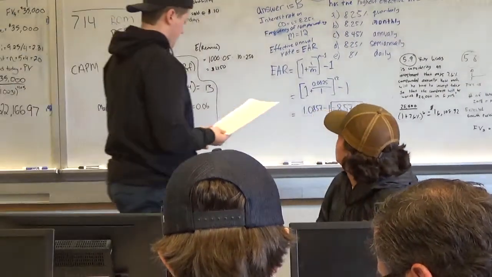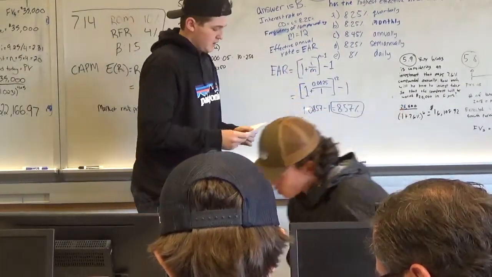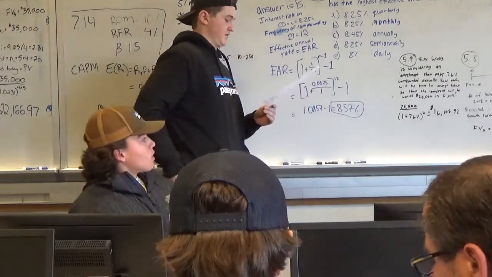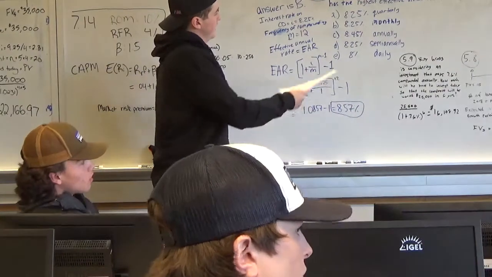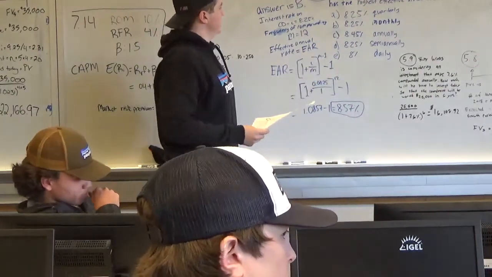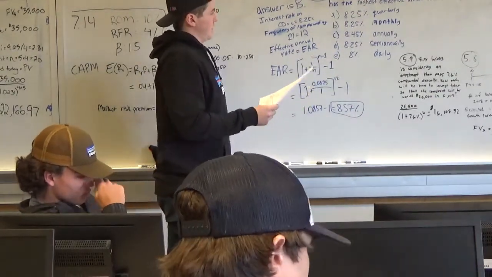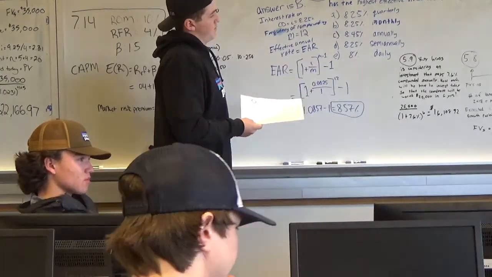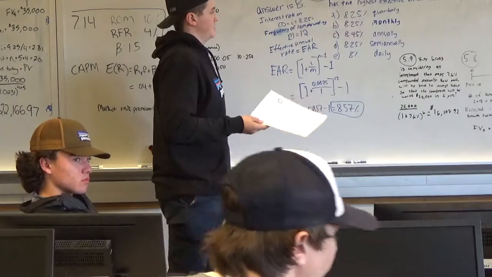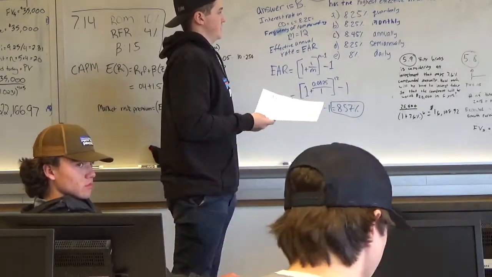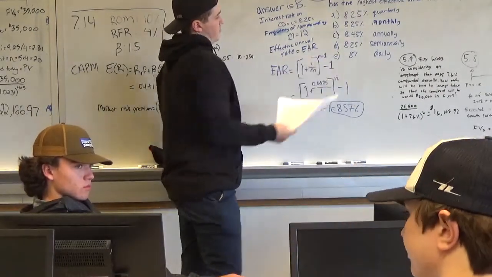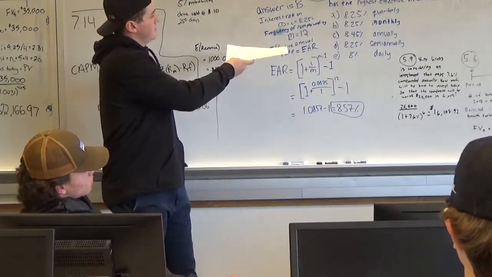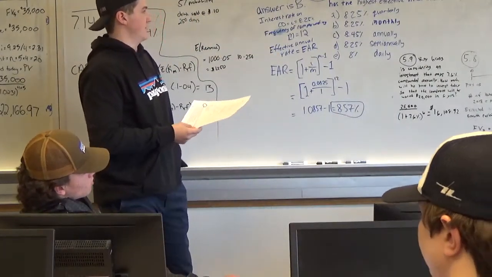Alright, so I did 6.31, and the question asks, which of the following investments has the highest effective annual interest rate? It gives you 5 options: 8.25% compounded quarterly, 8.25% compounded monthly, 8.45% compounded annually, 8.25% compounded semi-annually, and 8% daily. And the answer is going to be B, which would be 8.25% monthly.